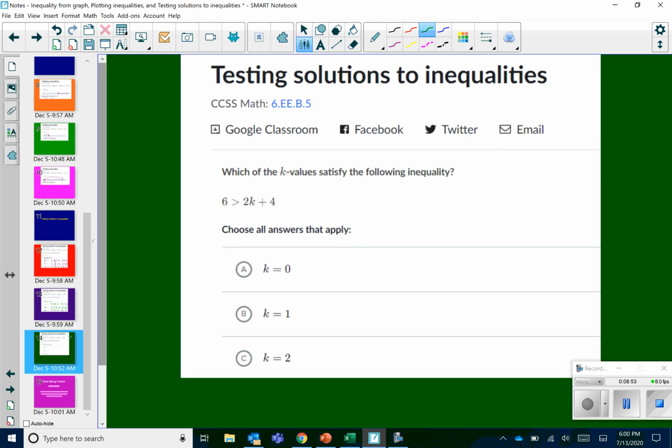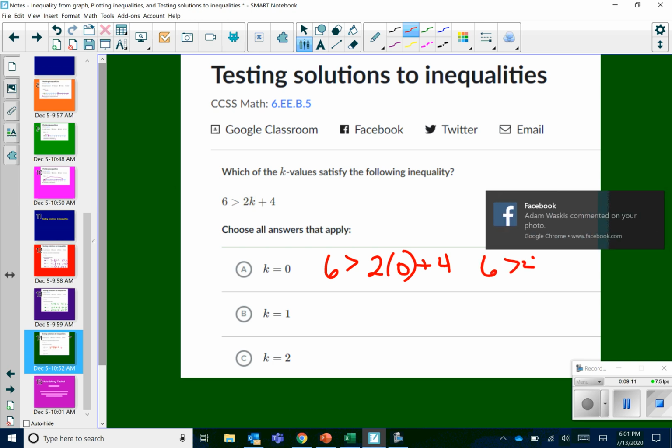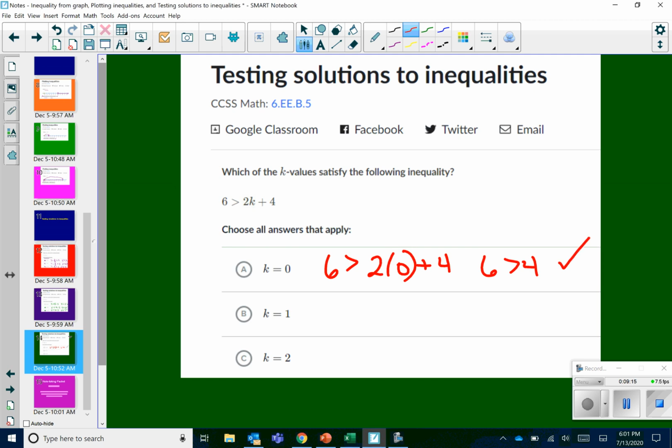Okay, which of the K values satisfy the following inequality? Again, we're just going to be plugging in here. So starting with answer choice A, we've got 6 is greater than 2 times 0 plus 4. Well, 2 times 0 is 0, plus 4 is 4. Is 6 greater than 4? Yes. So that one would work.